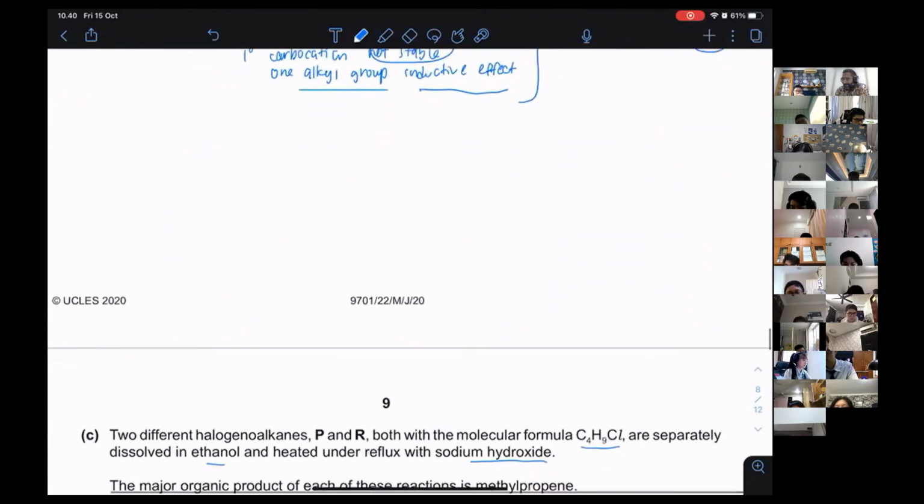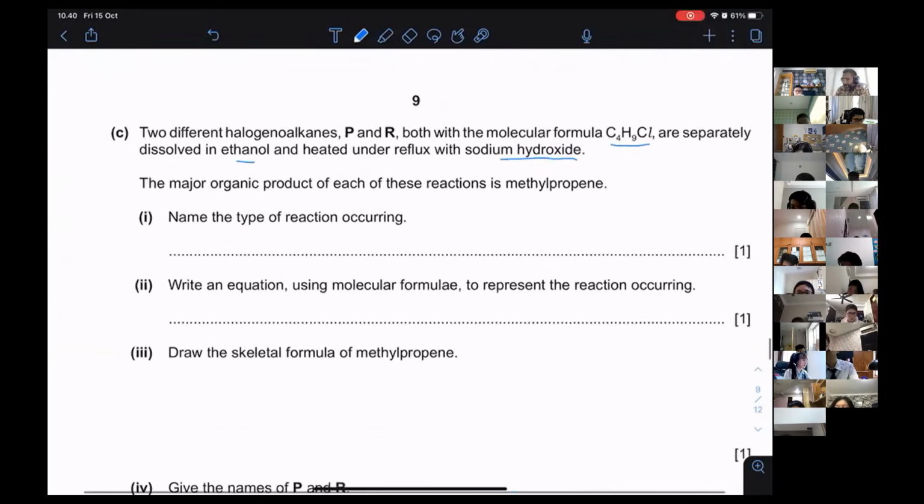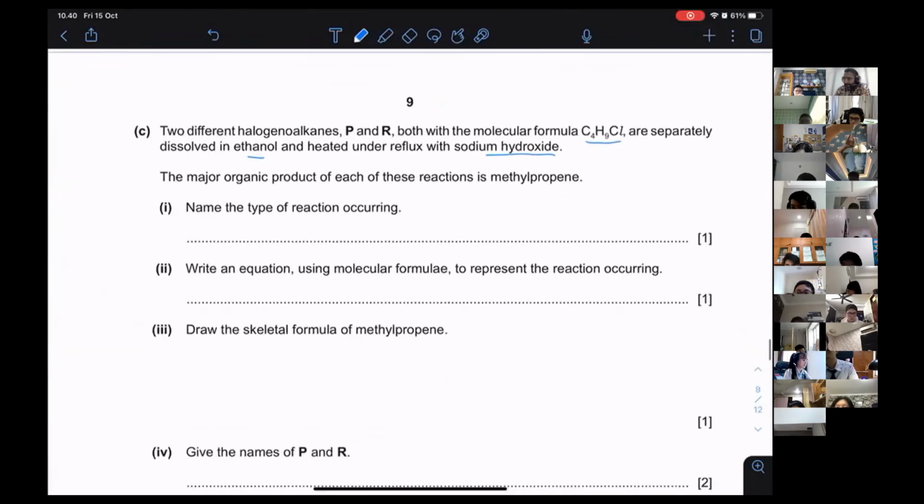Okay, next. Two different halogenoalkanes, P and R, both with this molecular formula, are separately dissolved in ethanol and heated under reflux with sodium hydroxide. So you see, they are dissolved in ethanol.